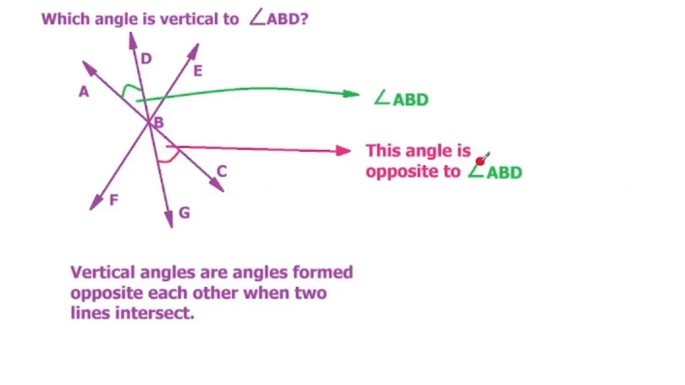So this angle is opposite to angle ABD, and it's called angle CBG. So CBG is vertical to angle ABD. And that's it. That's all there is to that problem.